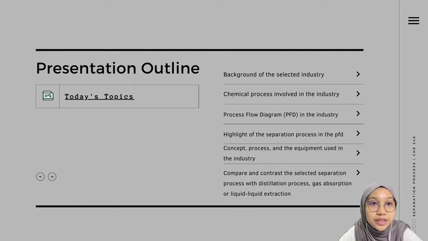So, first thing first, I will explain about the background of the selected industry, and then the next presenter will share about the chemical process involved in the industry, process flow diagram in the industry, highlight of the separation process in the PFD, concept, process, and the equipment used in the industry, and lastly, compare and contrast the selected separation process with distillation process, gas absorption, or liquid-liquid extraction.